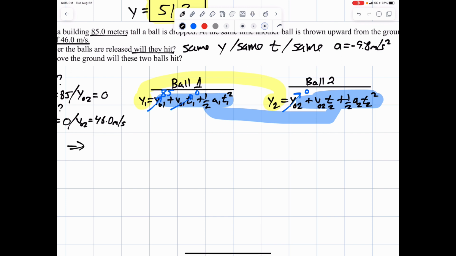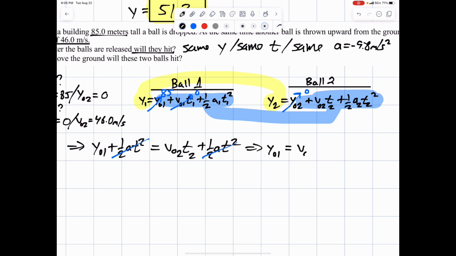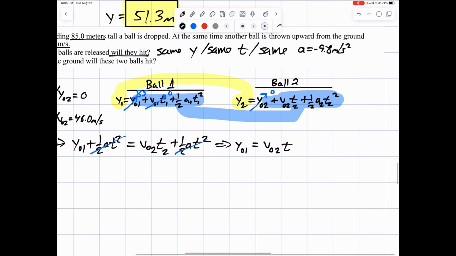So I have, no, sorry, not 1 half. I have y naught 1 plus 1 half a1 t. Now again, since a and t are the same for both, I'm not even going to bother writing a1 t1. I'm just going to write a t squared. Okay, and that's going to equal, now on the other side, we have v naught 2 t2 plus 1 half a t squared, and you'll see the 1 half a t squared on both sides, that's going to cancel because it's exactly the same. So what I'm now finally left with is y naught 1 equals v naught 2 times t, and solve it for t.